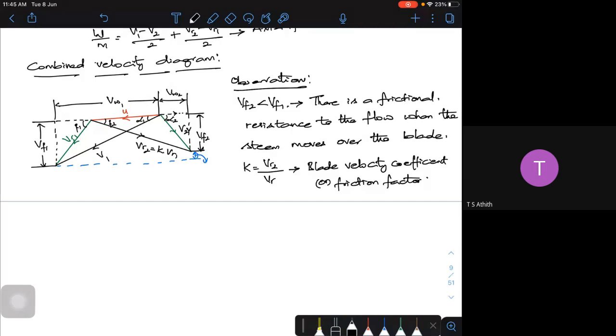Is that clear? Because of this, in your actual combined velocity diagram, your VF1 will be greater than VF2, or VF2 is less than your VF1, whenever there is friction. In many ideal cases, we take there is no friction. In that case, I can directly write VR1 is equal to VR2, and automatically your VF1 will be equal to VF2. The flow velocities will be the same. Is that clear? Any doubts?